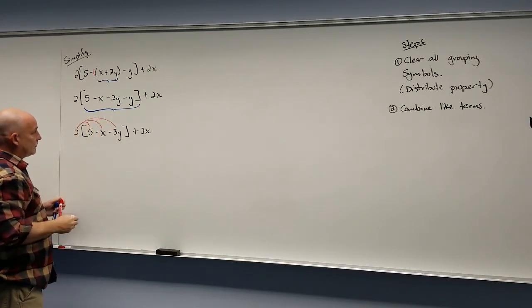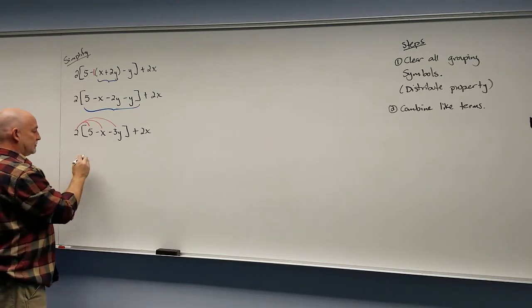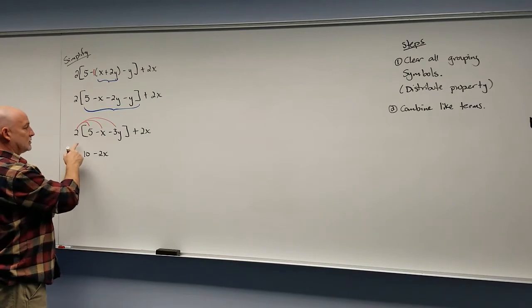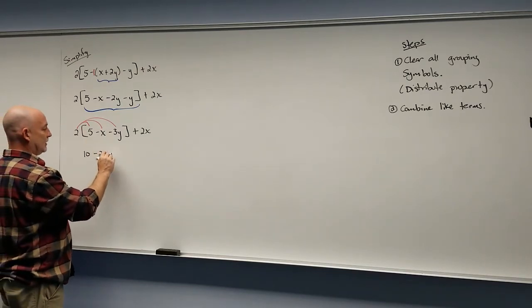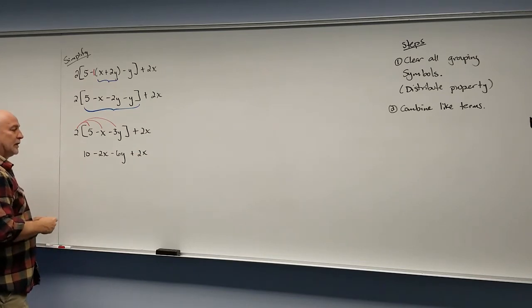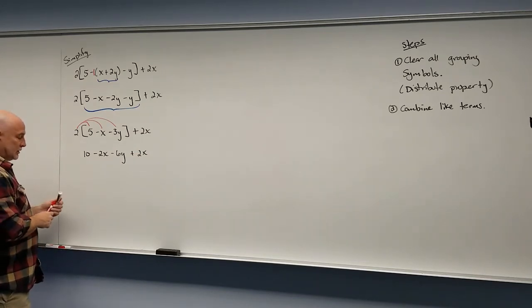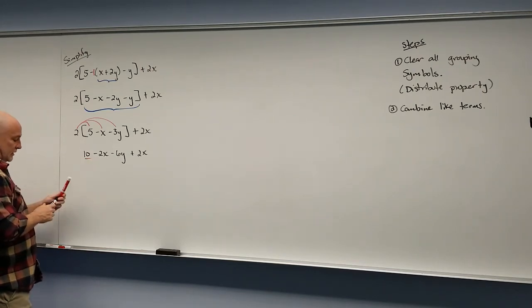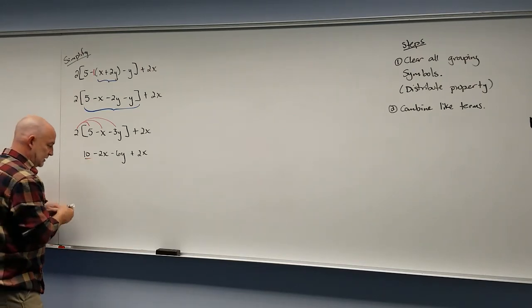So I'm going to take this 2 and distribute it to all 3 terms. So the 2 times the 5 gives me a 10. 2 times -x gives me a -2x. 2 times -3y gives me -6y. Copy everything else down. All right, let's see if we can combine some like terms. The first term's a number, so that's my only number, so that's going to stay just a 10.